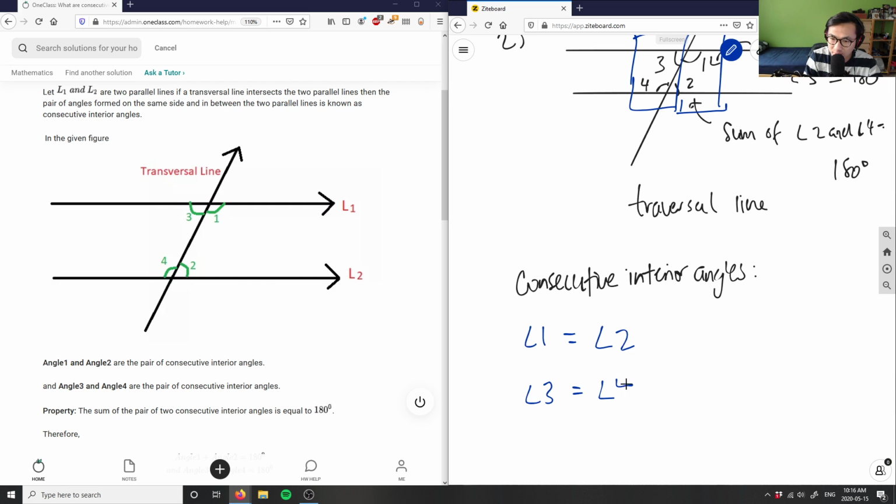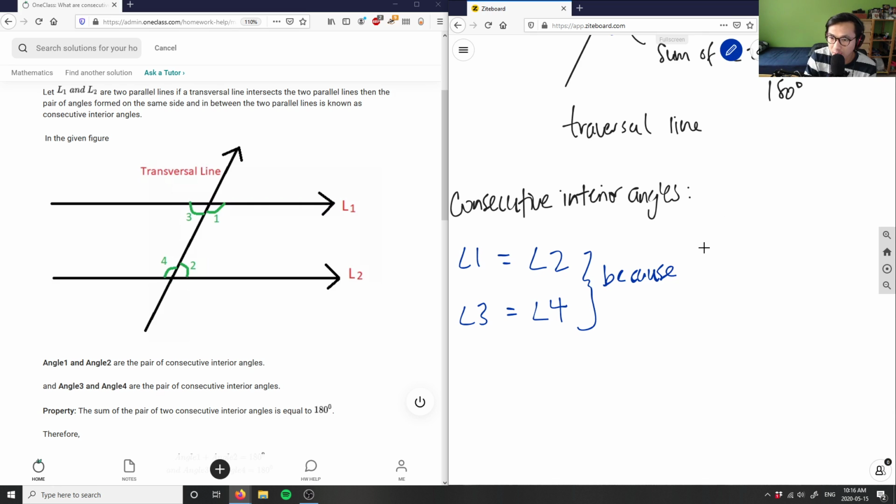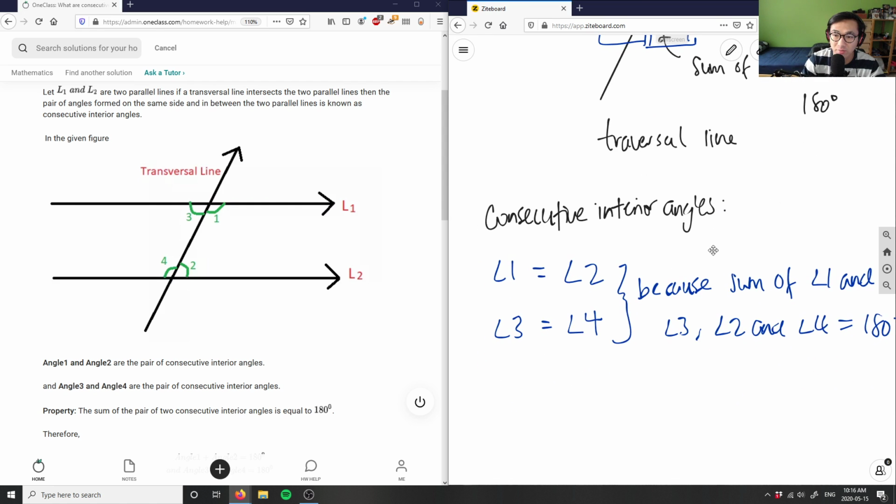And this here is because the sum of angle 1 and angle 3, and of angle 2 and angle 4, equals 180 degrees based off this property here. So this is the correct solution for this problem, and this is the definition for consecutive interior angles.